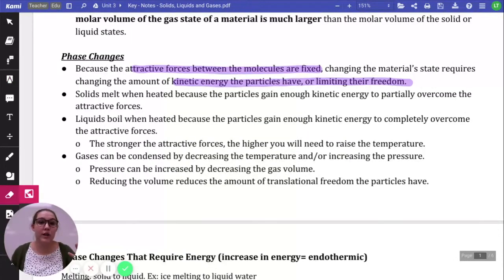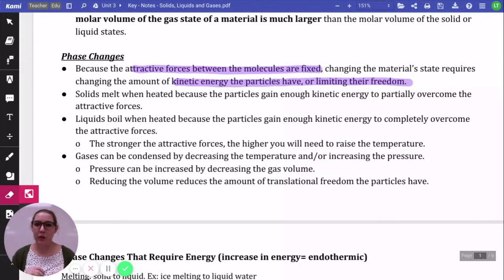So, for example, solids melt when they're heated because the particles gain enough kinetic energy to overcome those attractive forces. If I have my solid particles and they're vibrating in place, as they heat, they start to move faster and faster until eventually they're able to overcome those forces of attraction, those intermolecular forces, and they're able to start sliding past each other because they have more kinetic energy.